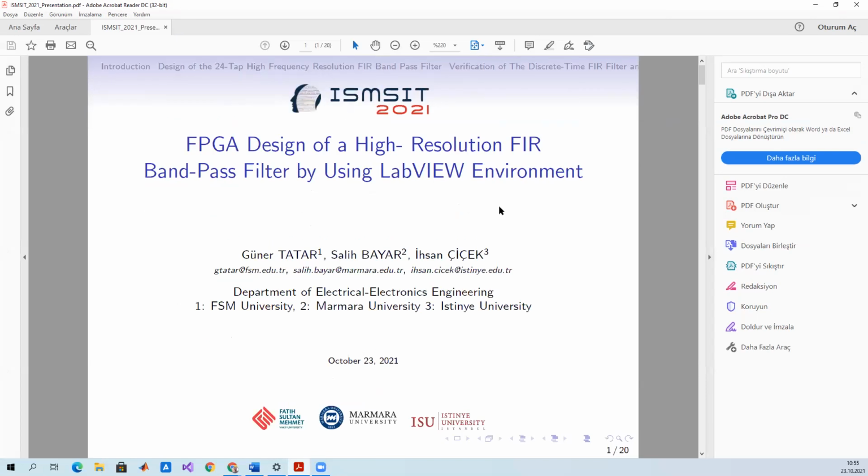First of all, I would like to say that I think my topic is not convenient here, but the committee has deemed it appropriate. So we will continue from here. My presentation topic is FPGA design of a high resolution FIR bandpass filter by using the LabVIEW environment. My name is Güner Tatar, and I'm a PhD student and at the same time a research assistant at Fatih Sultan Mehmet Vakıf University in Istanbul. My supervisor, Salih Bayar, and my co-supervisor, İhsan Çiçek, are given respectively.